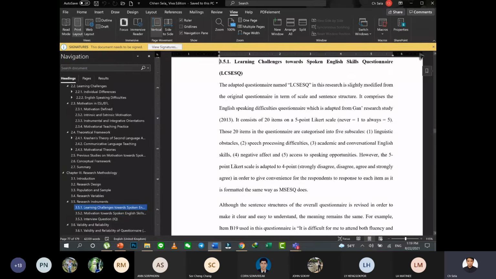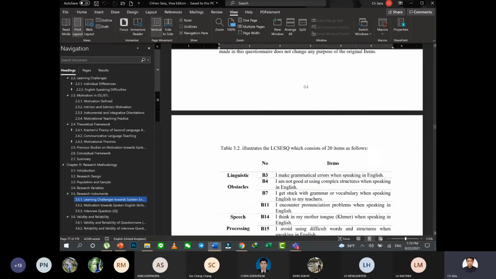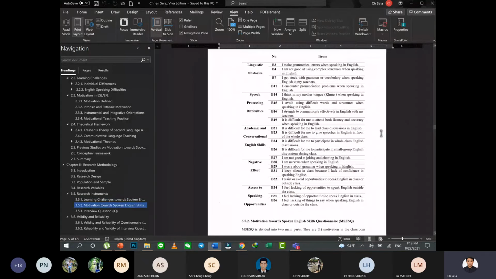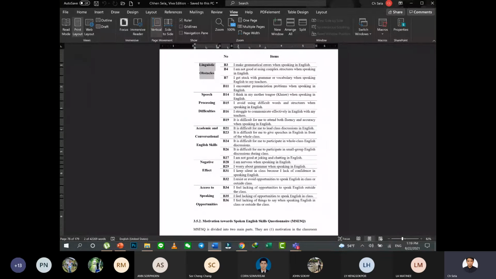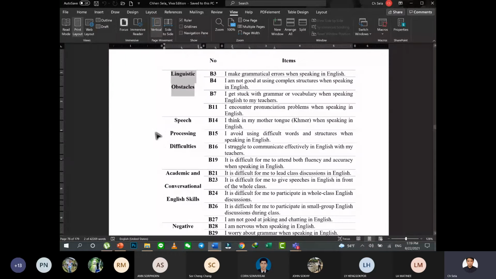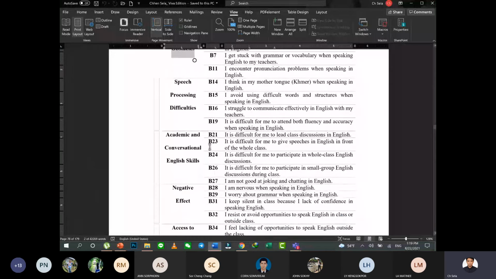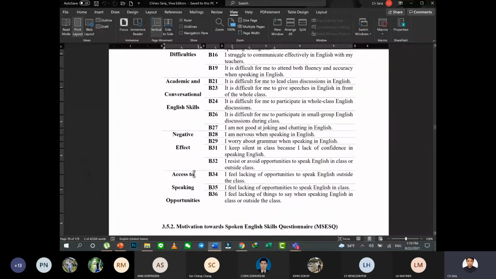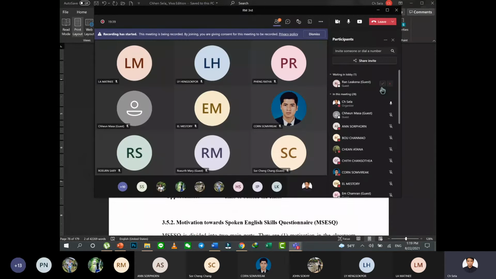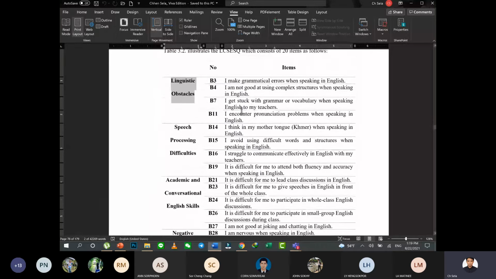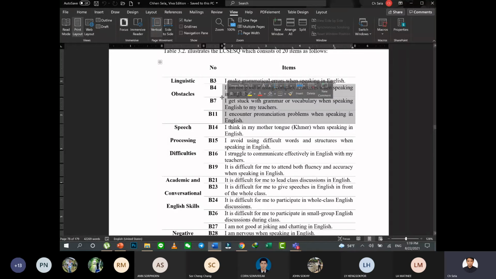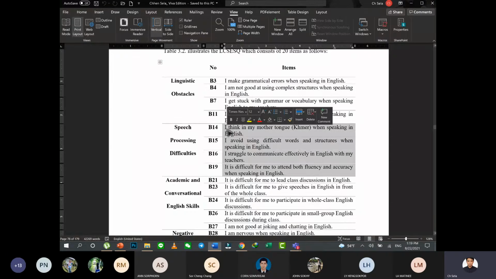For my learning challenges here, if you can see, I have linguistic obstacle, speech processing difficulty, academic and conversational English skills, negative effects, and accessing speaking opportunities. Each of them has a number of items. Normally we call them questionnaire, or in technical terms we call them items, and each of them has items under it.